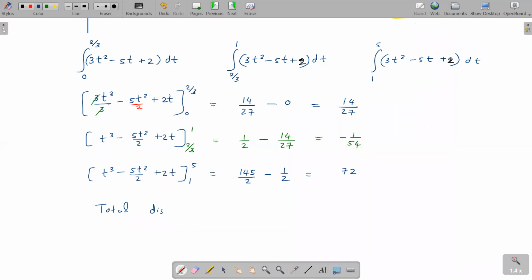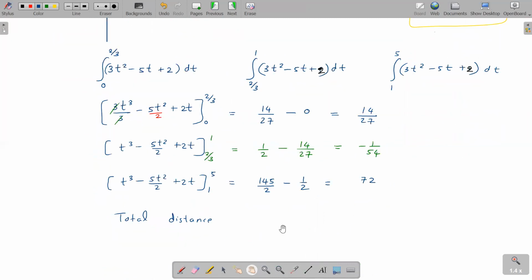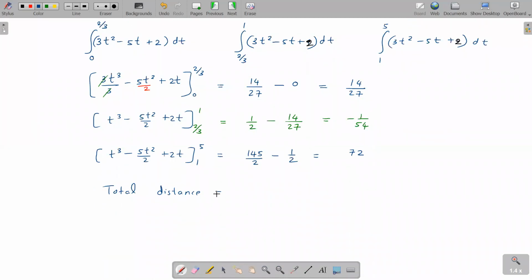Because they ask you for the total distance, not displacement. If it was displacement, it's quite easy because in displacement, you would directly integrate from 0 to 5. You don't have to go through any of this trouble. Because it's distance only, you have to do each part separately because we have a negative displacement part coming. So add everything together, you only take the magnitude. Do not take the negative signs.